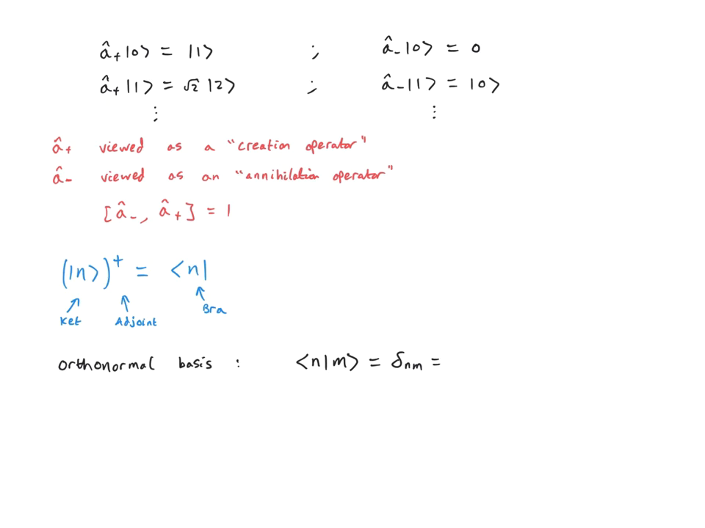This object here, of course, is just a mathematical shorthand, which means it's 1 if n is equal to m, or 0 if n is not equal to m. What that means physically here is that if I have a given state n, then it is normalized to 1. If I take the inner product with itself, I get 1.